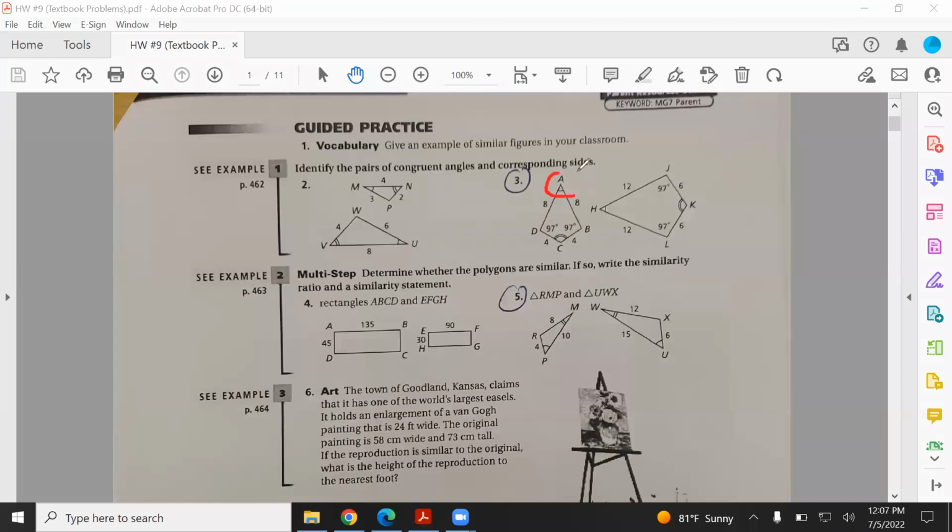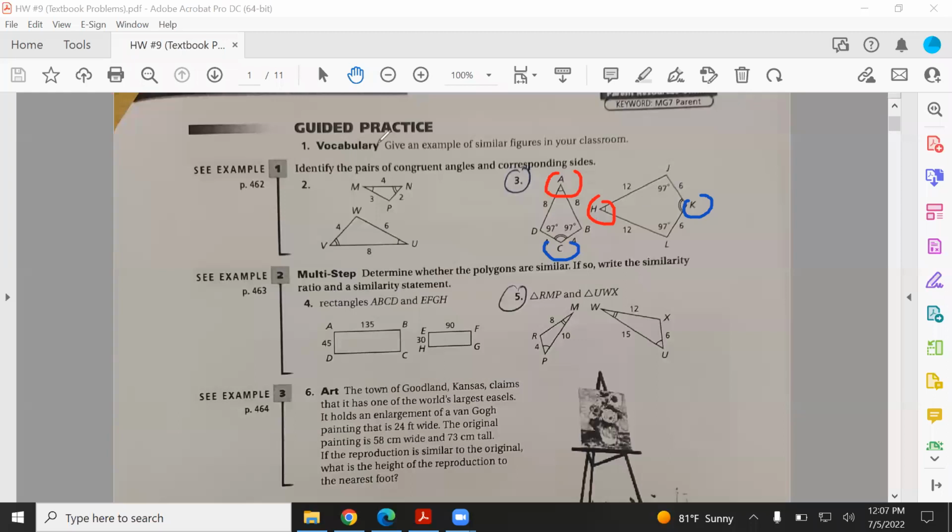It's pretty clear A corresponds to H here. It's pretty clear that C corresponds to K there. And then of course you can say D and L or D and J, it doesn't really matter. Or B and J, B and L, doesn't matter. And then the corresponding sides, you know, AD and HL, AB and HJ, or you can mix it up, DC and LK, or DC and JK, or BC and LK, BC and JK.